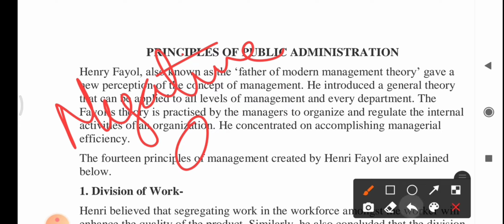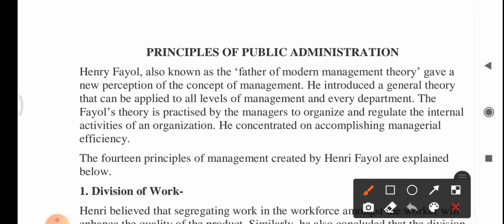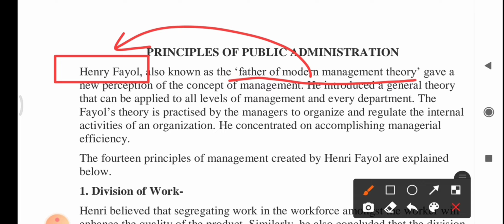We start with our topic of principles of public administration. This is one of the important names in the field of public administration that you should remember: Henry Fayol, also known as the father of modern management. They may ask you who is known as the father of modern management. That is Henry Fayol.